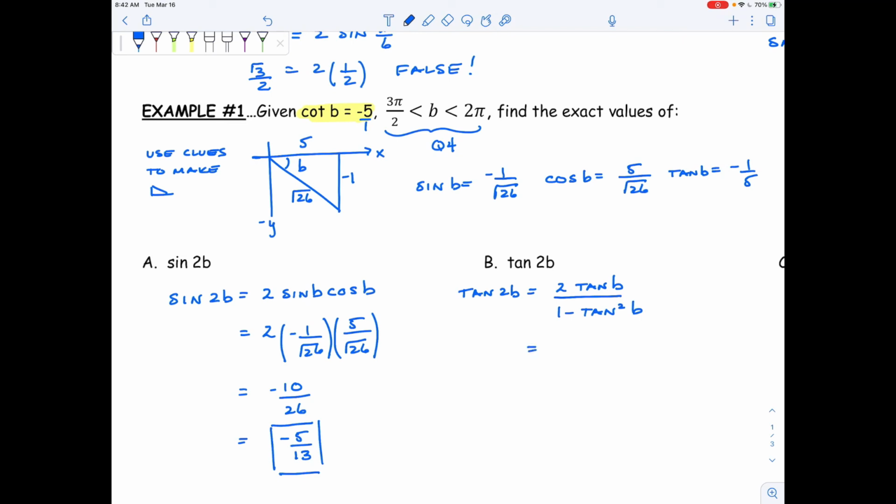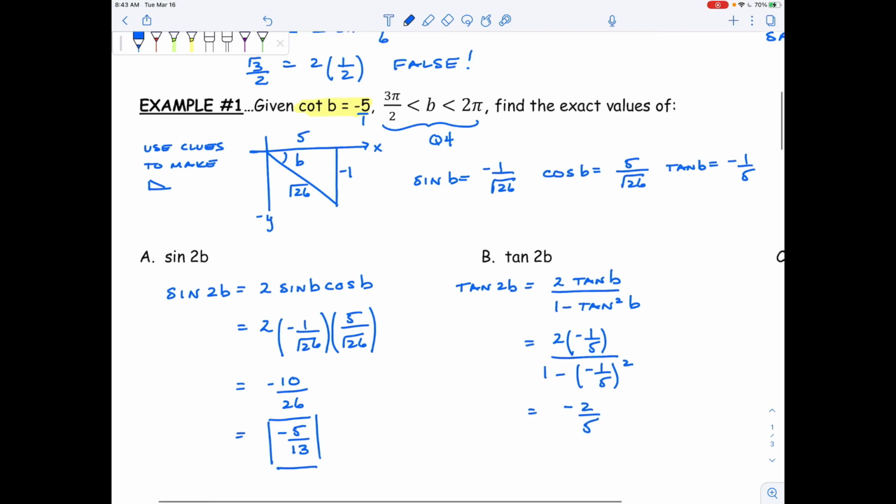So I'm going to replace this with tan b, which is 2 times -1/5, over 1 minus tan squared b. Make sure you put that -1/5 in parentheses so that you get your order of operations correct. The numerator simplifies to -2/5.